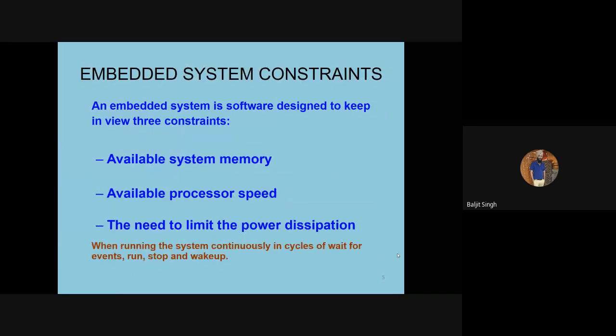So how to optimize these constraints, and how to limit the power dissipation when running the system continuously in cycles of wait for events, run, stop, and wake up. What does this mean? We need to write the software accordingly, such that when the system is continuously running and there is no new event, we should stop the processor, make it go to sleep, and then wake it up whenever there is some kind of event or interrupt. This will reduce the power usage quite considerably.